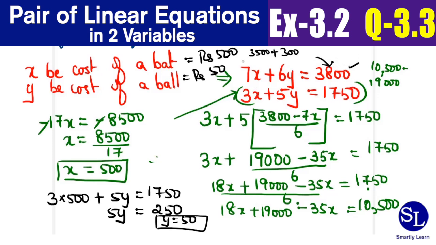Now let's try the second equation. 500 into 3 is 1500 plus 5 into 50 is going to be 250. So 1500 plus 250 is 1750. So if we substitute the values in both the equations, we see that the conditions match. So we know that the answer, that the bat's cost is 500 and the ball's cost is 50, is correct.